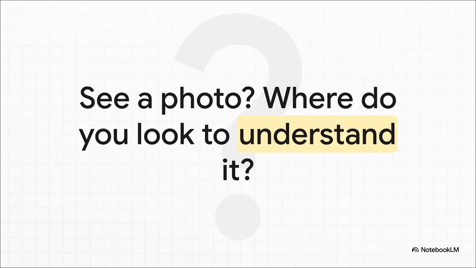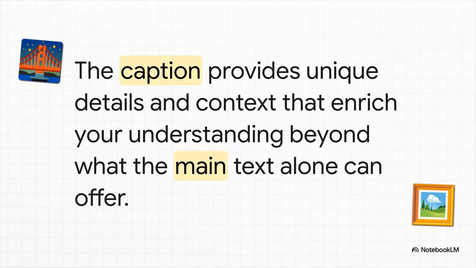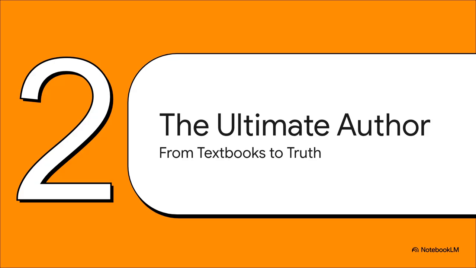Okay, little pop quiz. You're flipping through a science book and you see this awesome picture of a frog. To figure out exactly what that picture is showing, where's the first place your eyes should go? Yep, the caption. It's so tempting to just skip over it, but that's where the context is. It often has these unique little details that you won't find anywhere else, making it a super important piece of the whole puzzle.